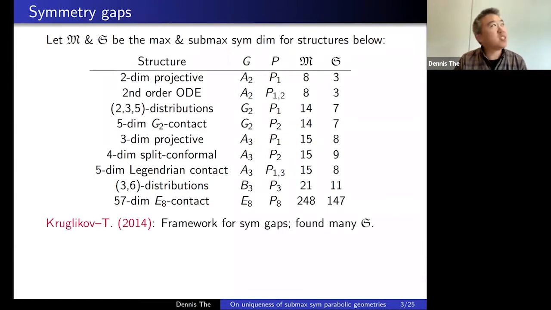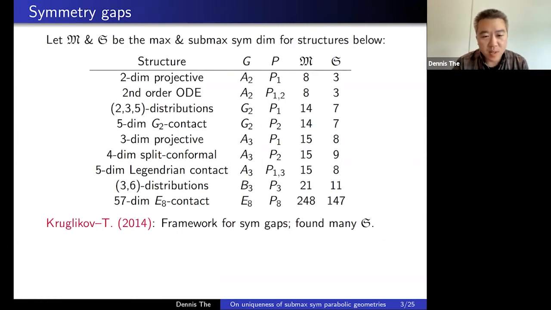So in 2014, this first paper I wrote with Boris, we gave a framework for studying such symmetry gaps, and we found many values for instances of such submaximal symmetry dimensions for parabolic geometries. It didn't resolve the problem for all parabolic geometries. For the complex case and the split real case, it was quite a complete result. But for general real forms, there's still a lot of research that can be done.